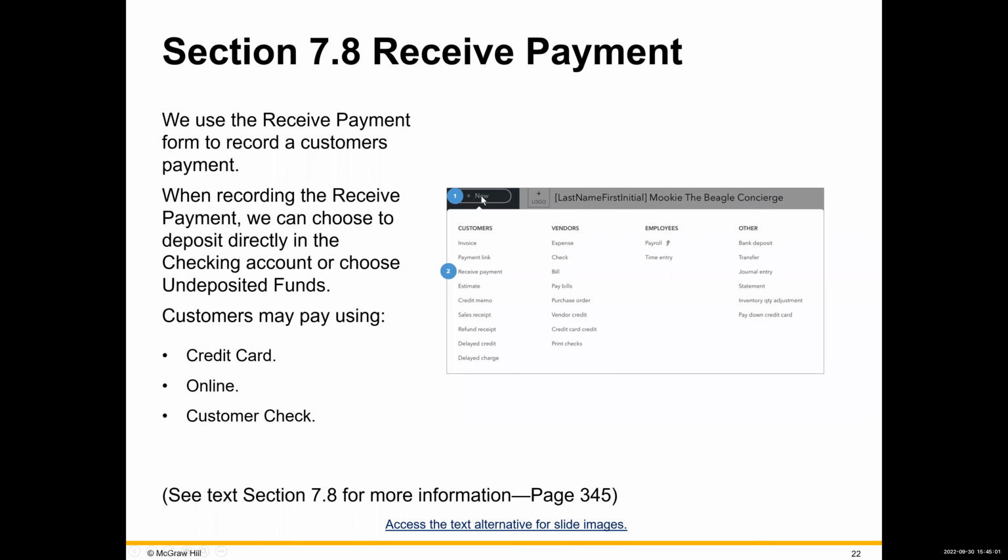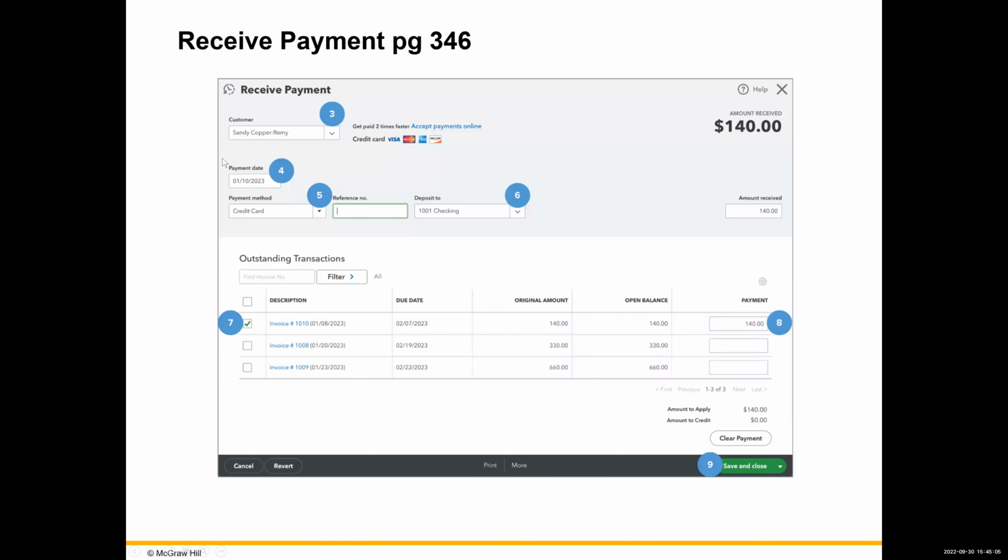So we're going to go new, receive payment. And it looks like Sandy Copper, for Remy, it's the Remy project, paid us. So the payment date was January 10. Put that in.